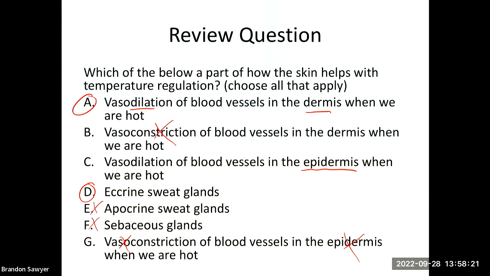All right, so vasodilation means to make blood vessels bigger. Vasoconstriction means to make them smaller. When we want to send more blood to an area, we vasodilate to that area. When we want to send less blood to an area, we vasoconstrict to that area. Okay, questions about any of that?